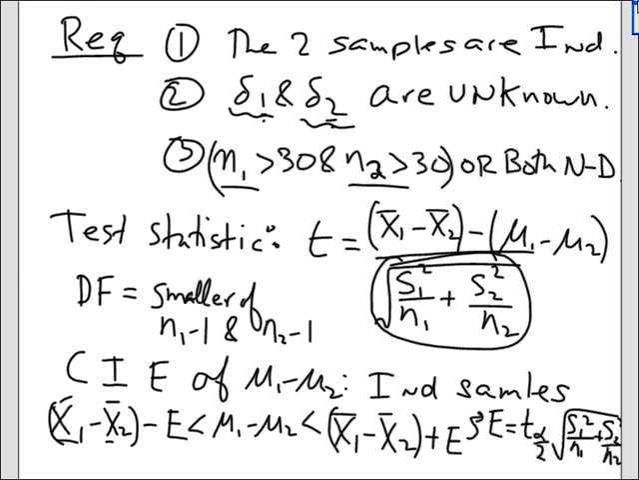So we need to know x1 bar and x2 bar, and then we need to calculate E, meaning we need to know t alpha over 2, and we need to multiply it by that square root part. To find the confidence interval, it was always something minus E is less than what you want, which is less than something plus E. In this case, the something is x1 bar minus x2 bar.